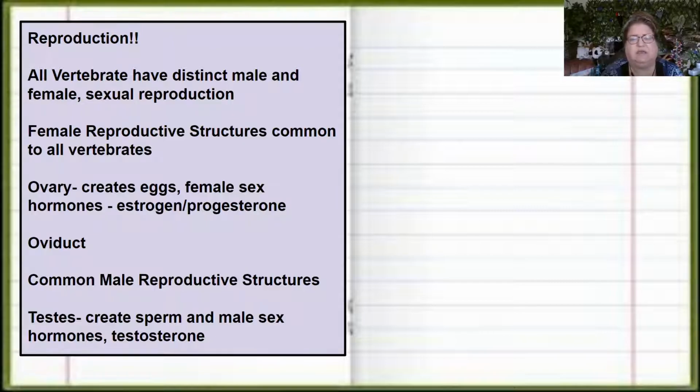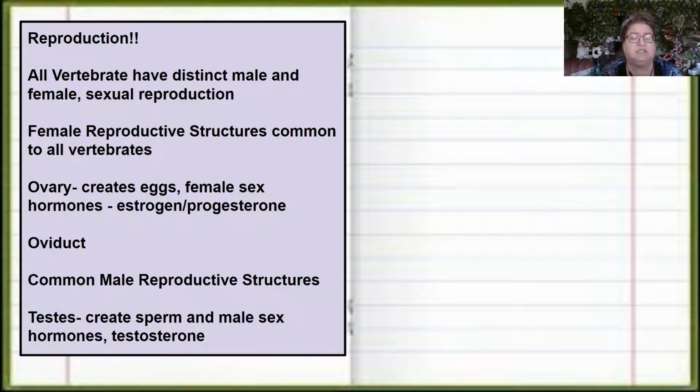Now, the oviduct has had many names over the years, at least with humans, right? I've seen books refer to it as an oviduct. I've seen books refer to ours as a uterine tube. You're probably most familiar with fallopian tube, right? But the bottom line is that's a tube that takes the egg somewhere. And that's going to be true for all vertebrates. All females have that. Now, common male reproductive structures are going to be the testes, which create sperm cells.